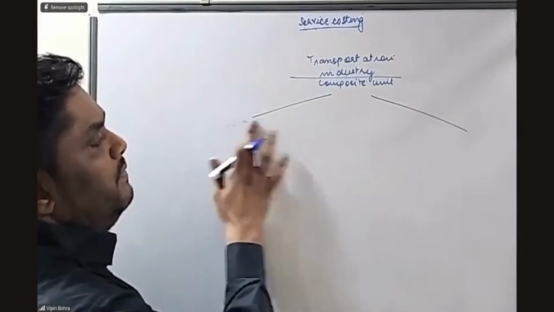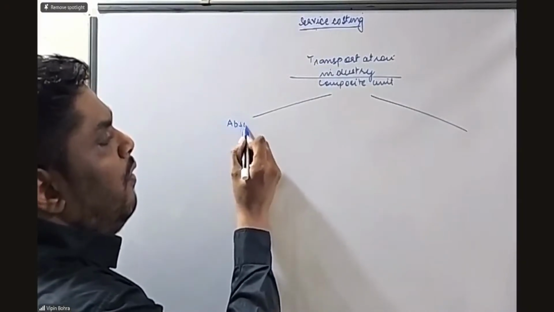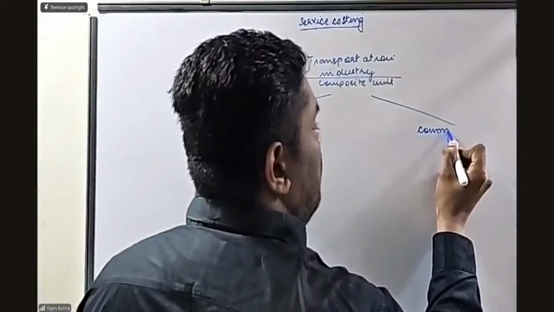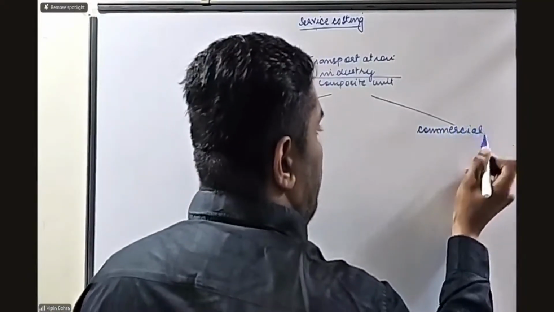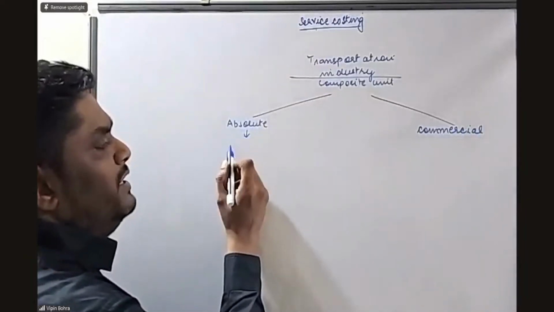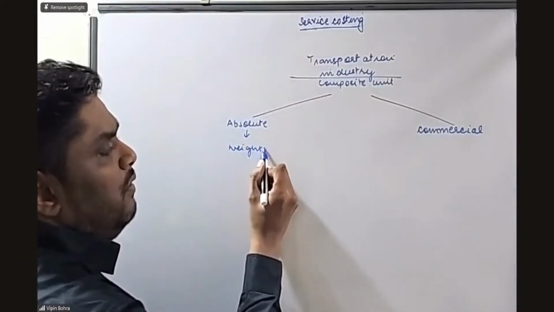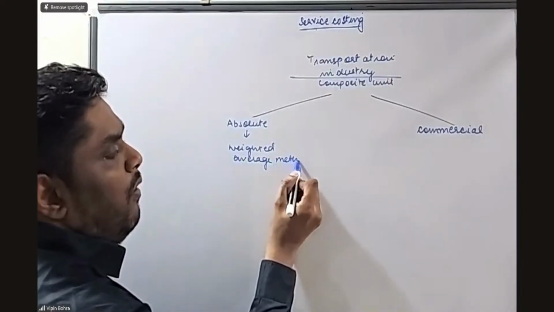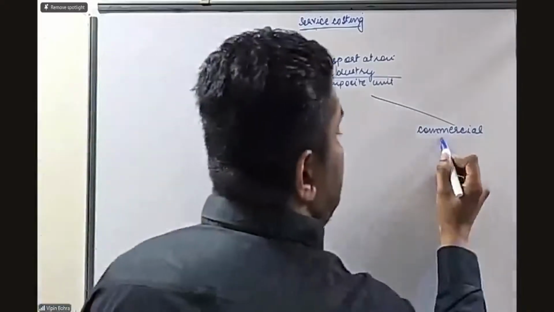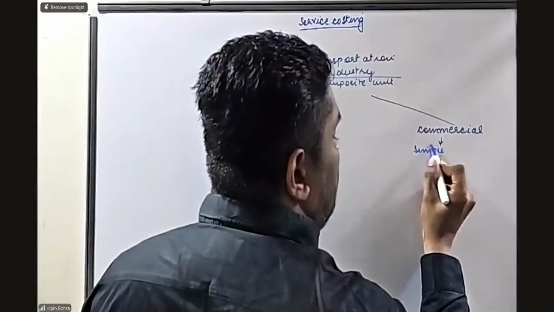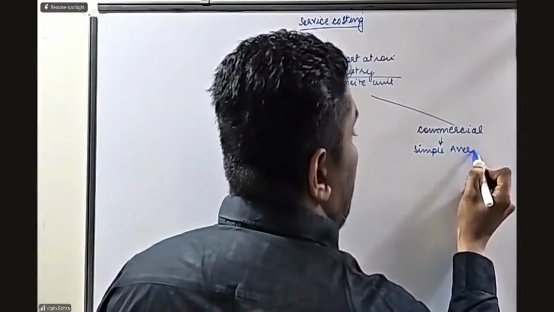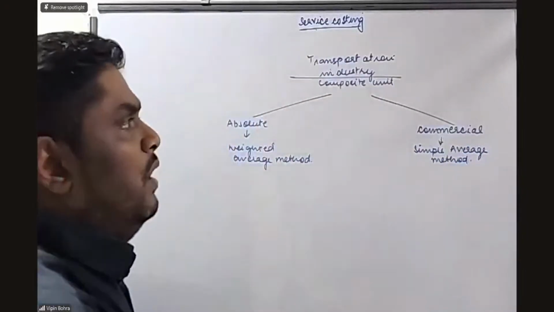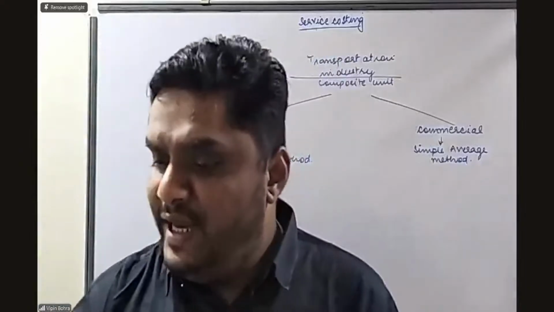That is absolute and commercial. When talking about absolute, it is basically the weighted average approach. And when talking about commercial, it is the simple average method. Let me discuss this concept with the help of an example.